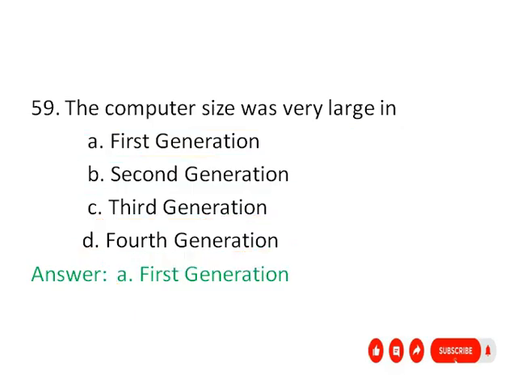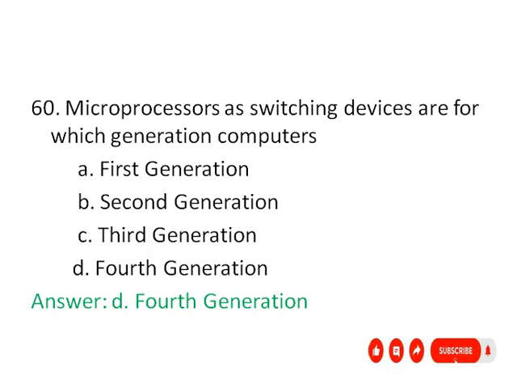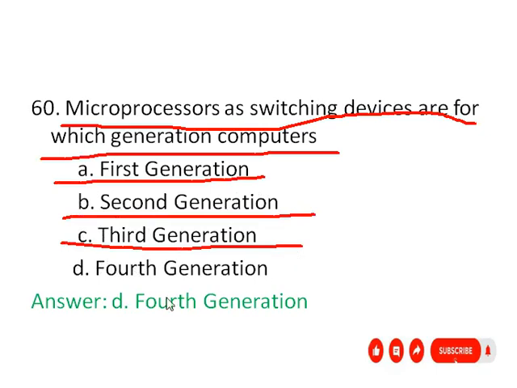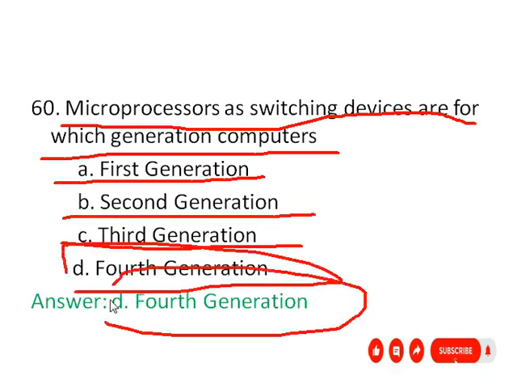Our next question, microprocessors as switching devices are for which generation computers? Given options are A. First generation, B. Second generation, C. Third generation, D. Fourth generation. So our correct answer is option D. Fourth generation.